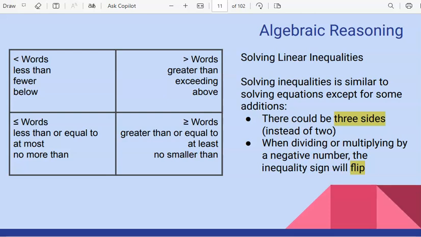When you have inequalities in word problems, you'll see words such as these. We have less than, fewer, below for the less than words. Then we have greater than, exceeding, above for the greater than sign words. We have less than or equal to, at most, and no more than for this symbol. And then for this symbol, we have greater than or equal to, at least, and no smaller than.